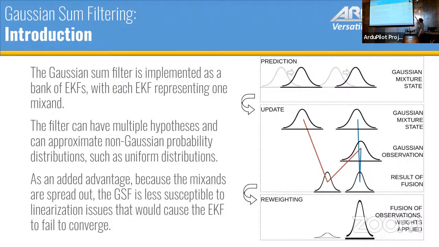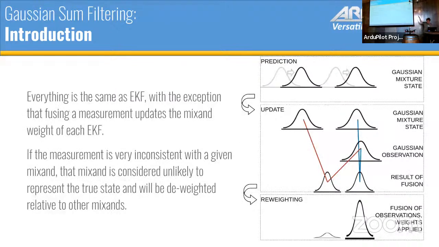This is a diagram that I did to talk about how a Gaussian mixture filter is updated. You have these two EKFs and you do their prediction, and then you do their update with some observation. This row here would be the state after the prediction, and then we have some observation. We fuse that in, and then the magic step is the reweighting. So we apply a weight to each of these filters.